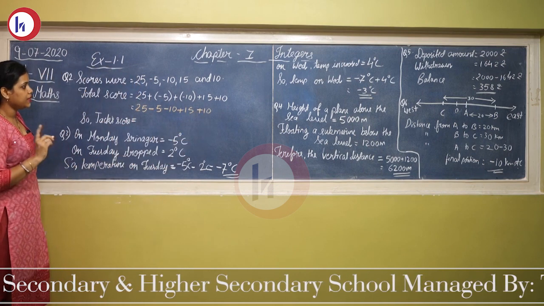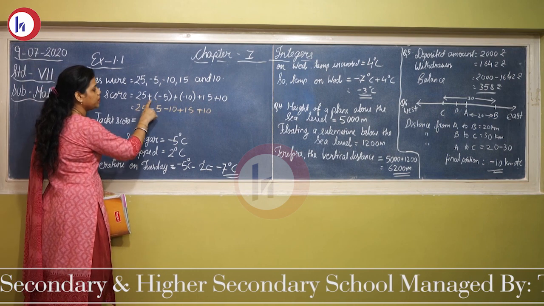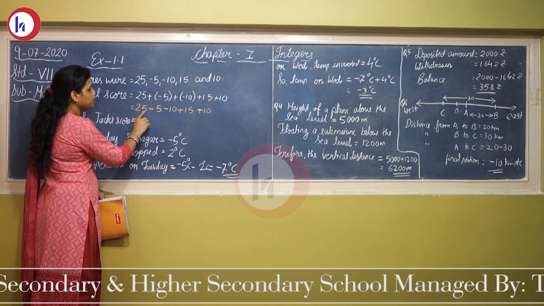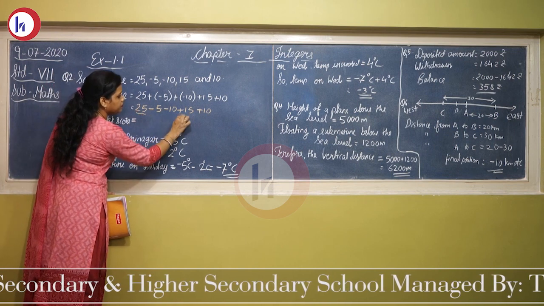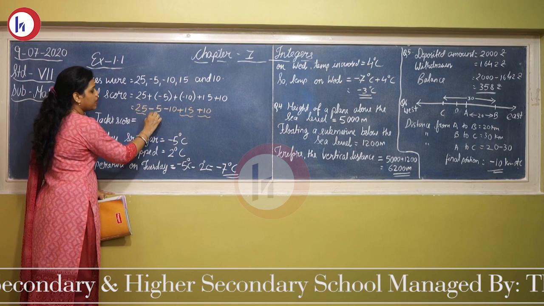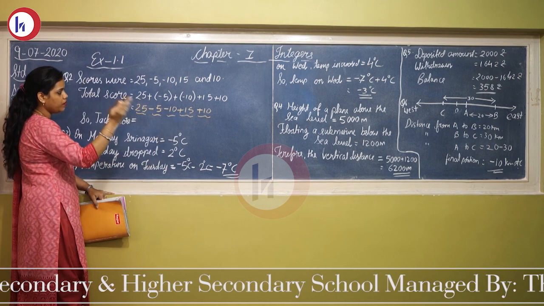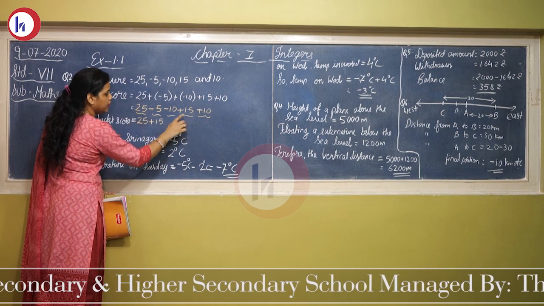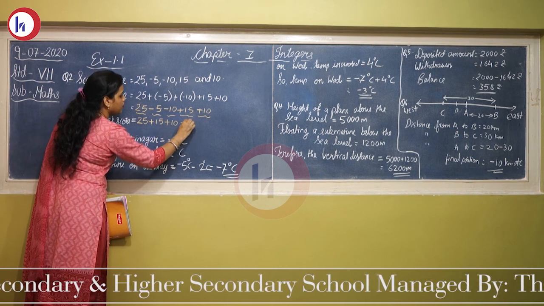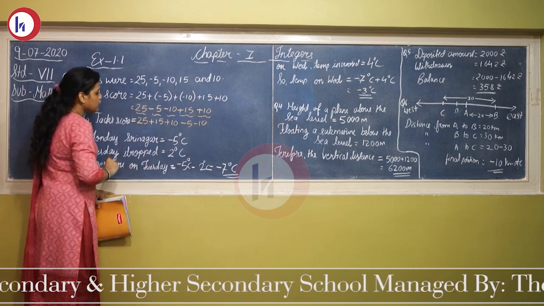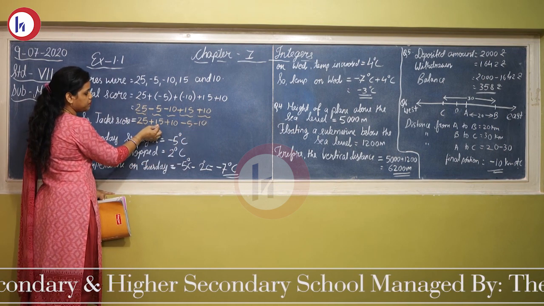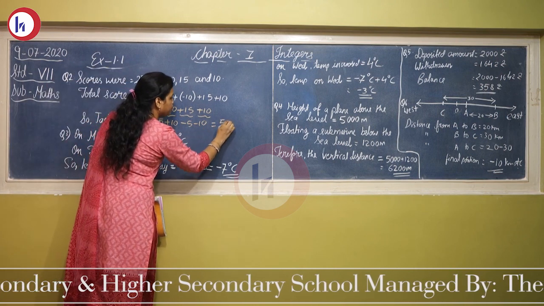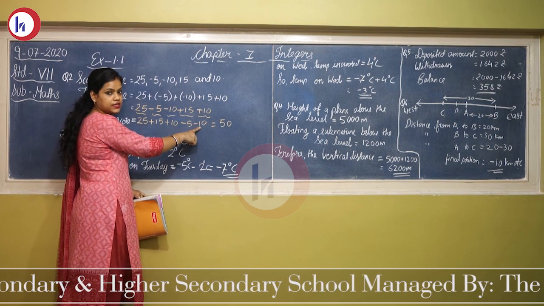As I told you earlier also, you have to open the bracket with the multiplication of integers. Now you see some numbers are positive and some are negative. So we will bring all the positive numbers together first, so that our addition becomes easy. 25 plus 15, plus 10, minus 5, minus 10. Now 25 plus 15 will be 40, 40 plus 10 will be 50. So 50 minus 5 minus 10.